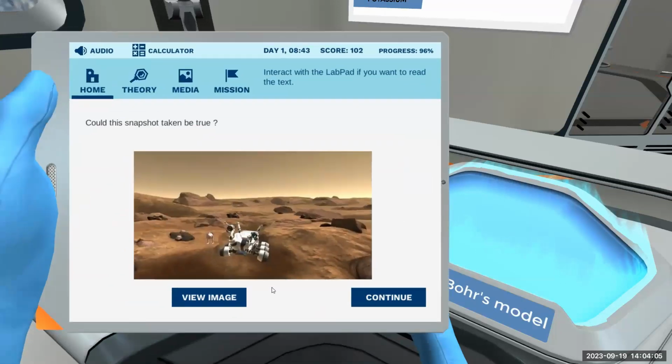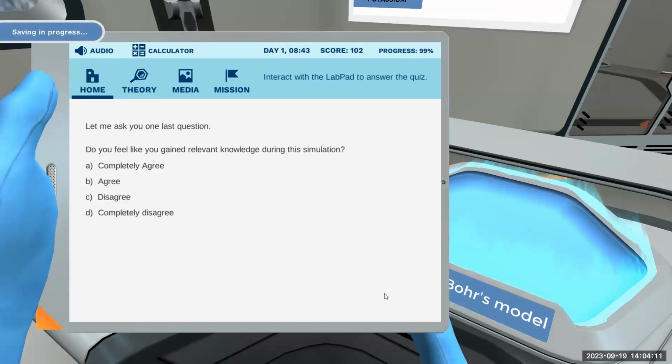Could this snapshot taken be true? Is that a chicken? Let me ask you one last question.